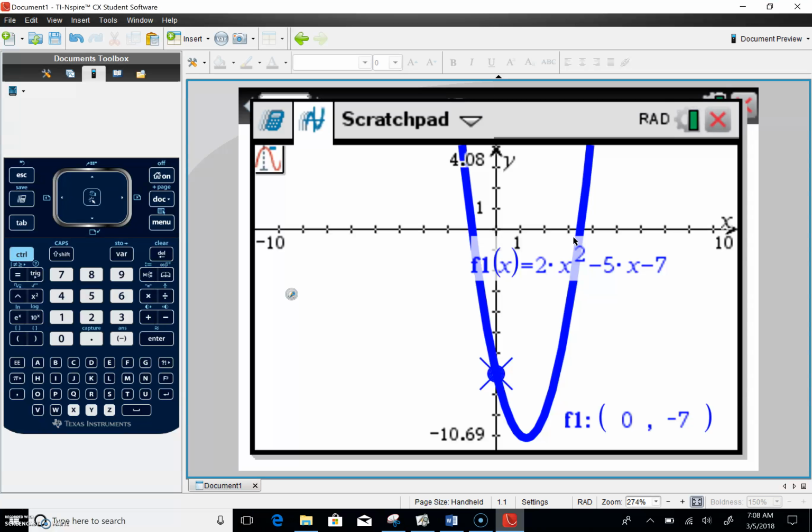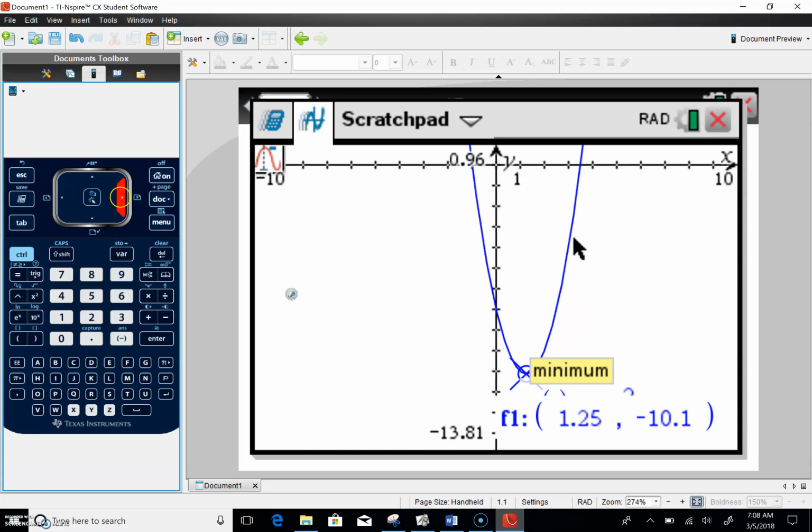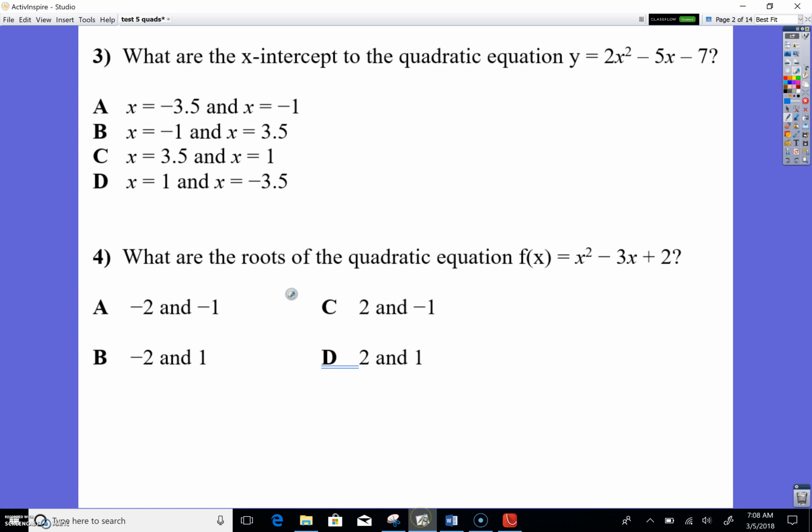So the first thing I'm going to do is look for my x-intercepts, which are my zeros. One of them is negative 1, 0. Then I have to go to the other side. It's 3.5, 0. Okay, negative 1 and 3.5.